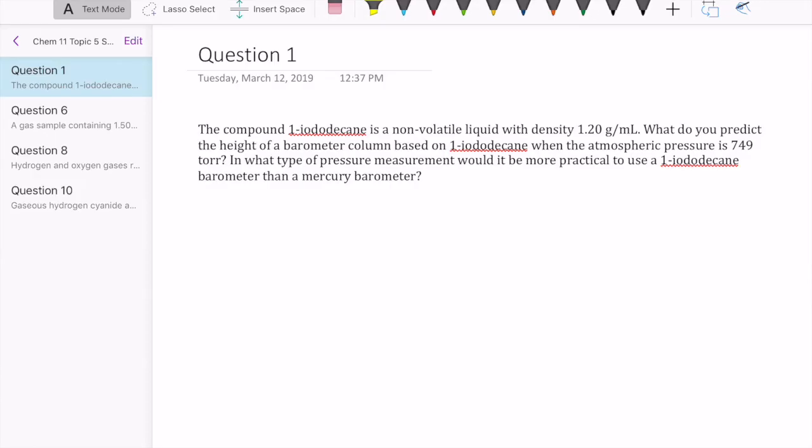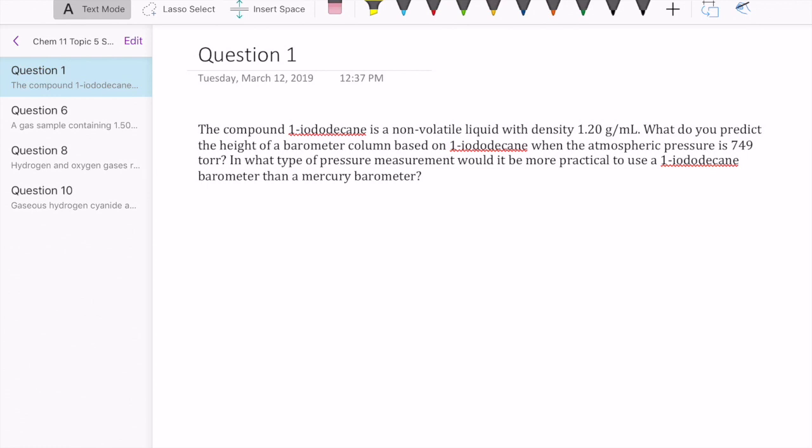Okay, let's take a look at question number 1 in topic set 5 about gases. This question tells us that we have a compound that has a density of 1.2 grams per milliliter, and we want to use this as the liquid in a barometer. And the question is, what would be the height of that liquid if the atmospheric pressure is 749 torr?